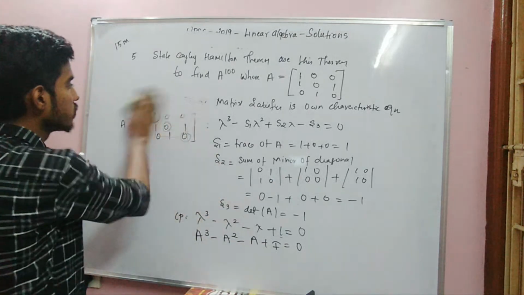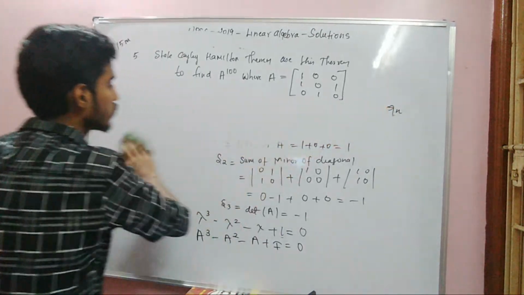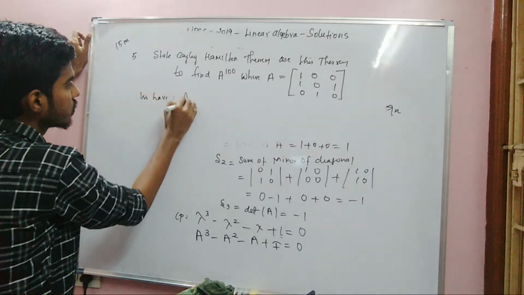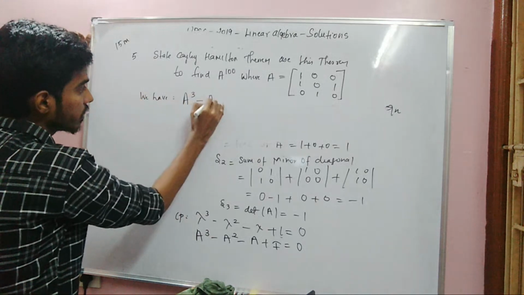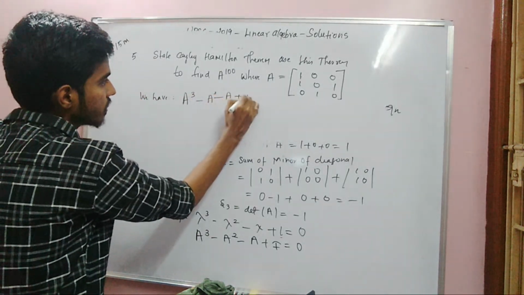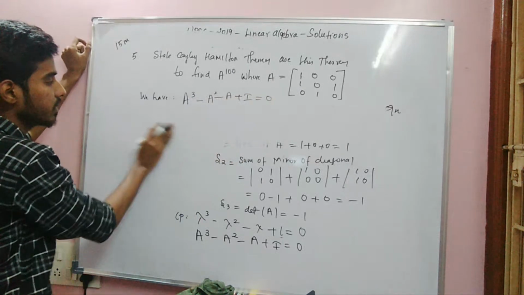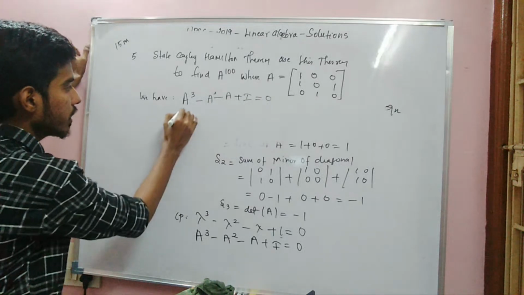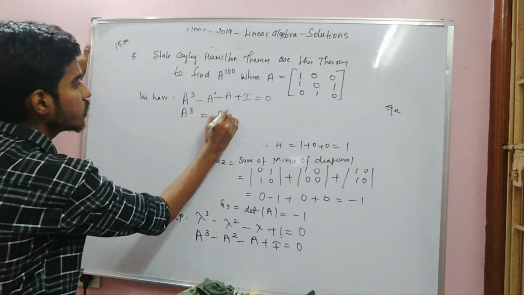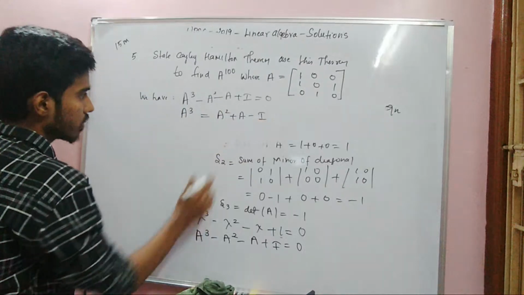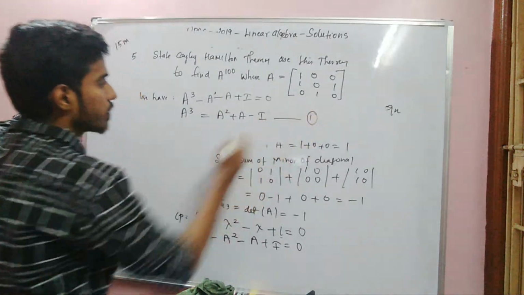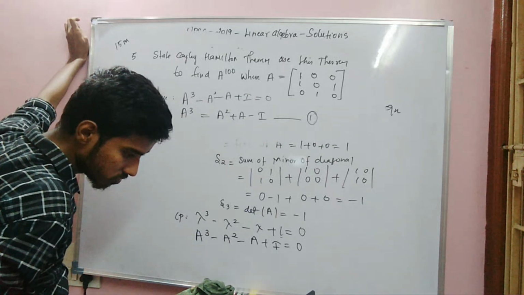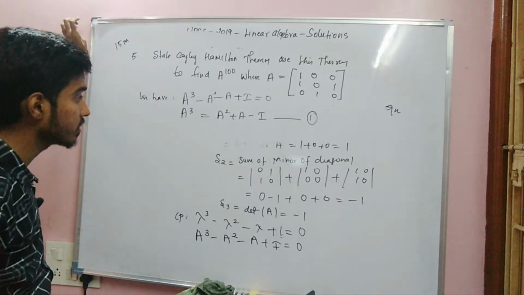So from the characteristic polynomial we have A cube minus A square minus A plus I equal to 0, right? Now from this what I can conclude is A cube is equal to A square plus A minus I, right? I can mark this as equation number 1. A cube is equal to A square plus A minus I.